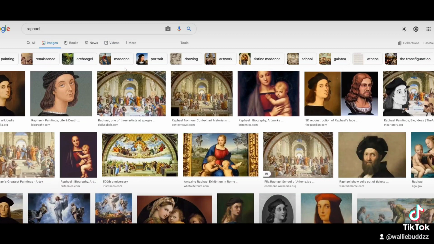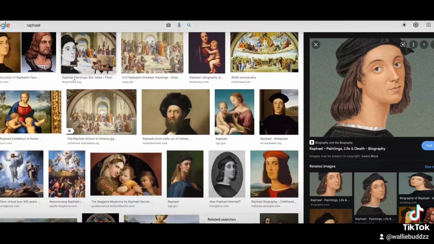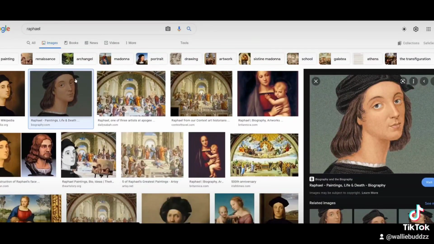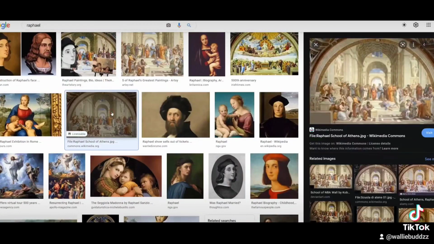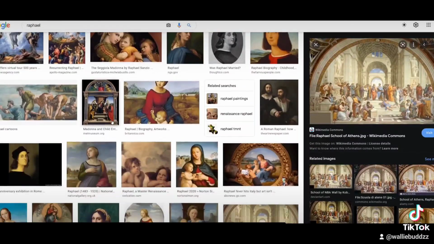Most of these artists are multi-talented architects. We know that Raphael was extremely young, and again, it's all about questioning these famous figures that we were told about in history. Did they really make these? Or is there something else going on here?